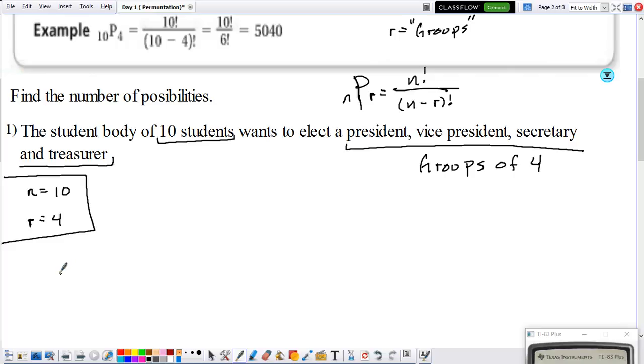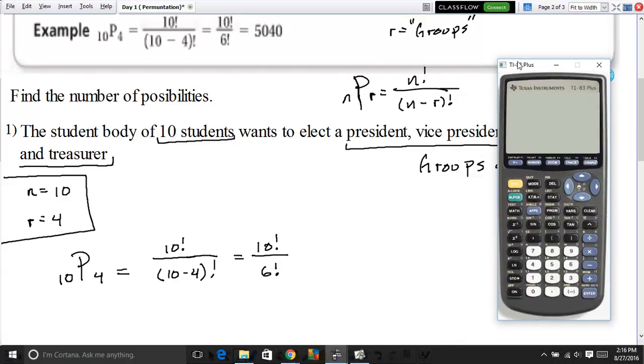So we want to have n, which is 10, then big P, and then R, which is 4. Now this is going to be equal to n factorial, where n is 10. So we're going to have 10 factorial over parenthesis n minus r, n is 10, r is 4, so we're going to have 10 minus 4 factorial. Now this is the same as 10 factorial over 6 factorial. And this, we can use our calculator, because now we have 6.